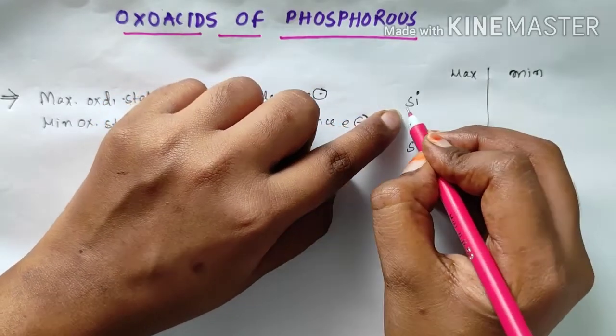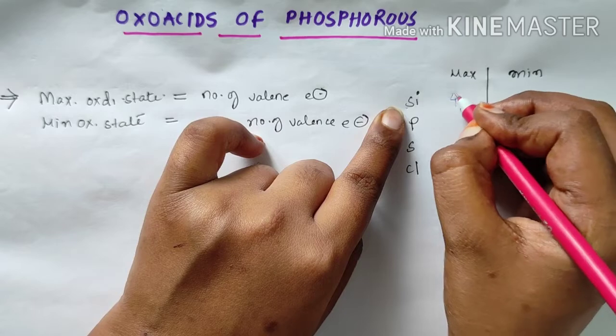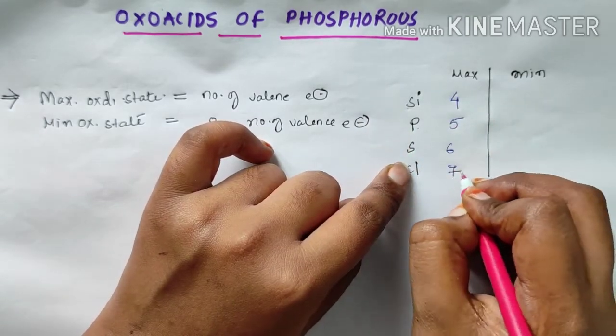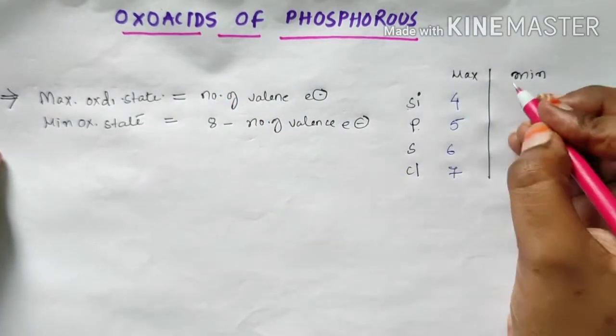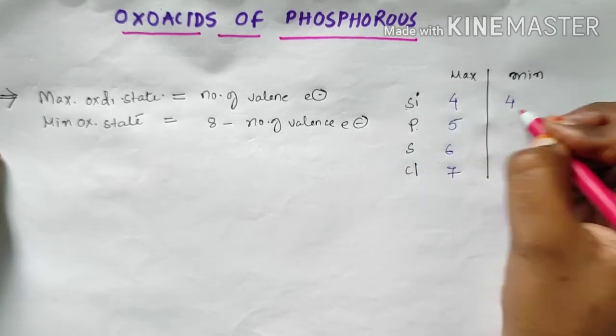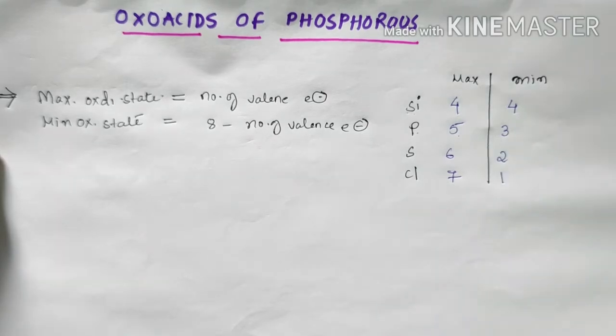Now, silicon belongs to the carbon family, so the number of valence electrons will be equal to 4. Phosphorus will be 5, sulfur 6 and chlorine will be 7. When we come to the minimum oxidation state, it is 8 minus the number of valence electrons. So the minimum oxidation state in silicon will also be equal to 4. This will be equal to 3, this will be equal to 2 and this will be equal to 1.